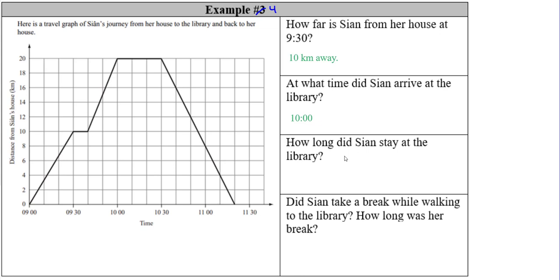And our next one says, how long did Sion stay at the library? Well, we know that staying put, we're not going to travel any distance, but what will continue to tick on, as it always does, is time. So if we look for our constant, that lets us know that we have not moved any distance, but time has continued to pass. So we're looking at around from 10 o'clock to 10:30. So how long did she stay? She stayed 30 minutes.